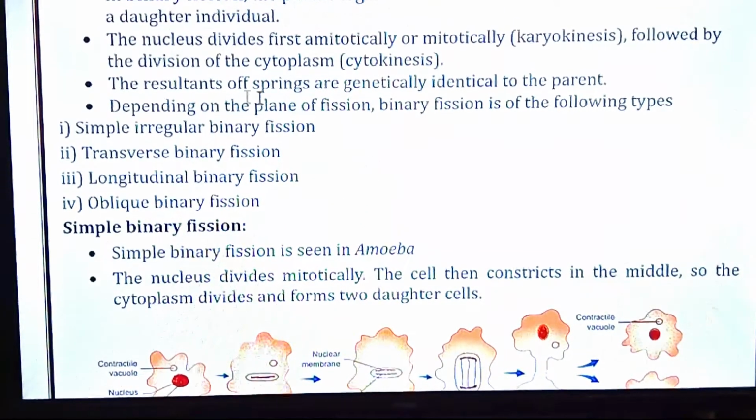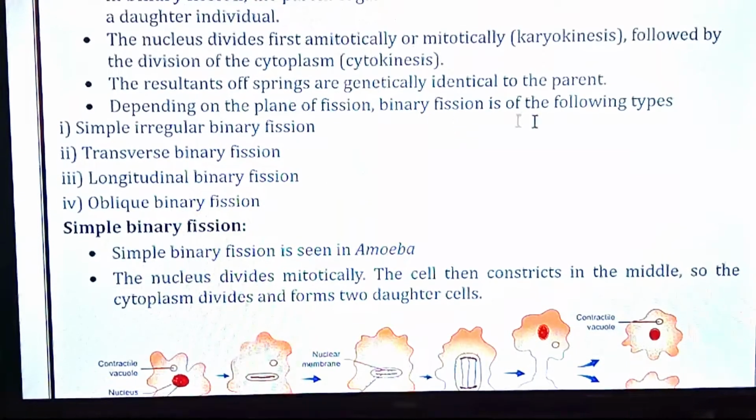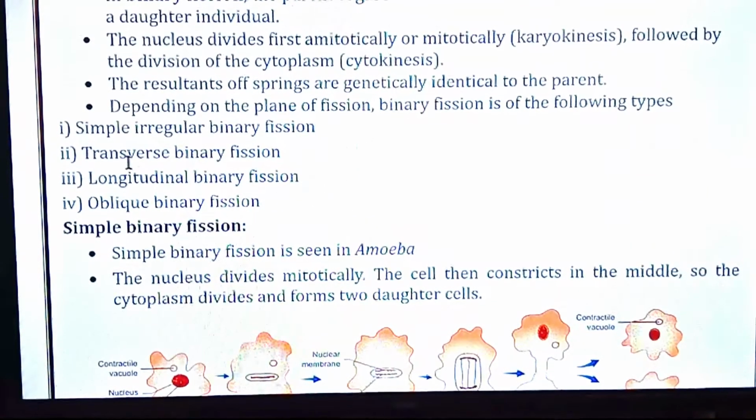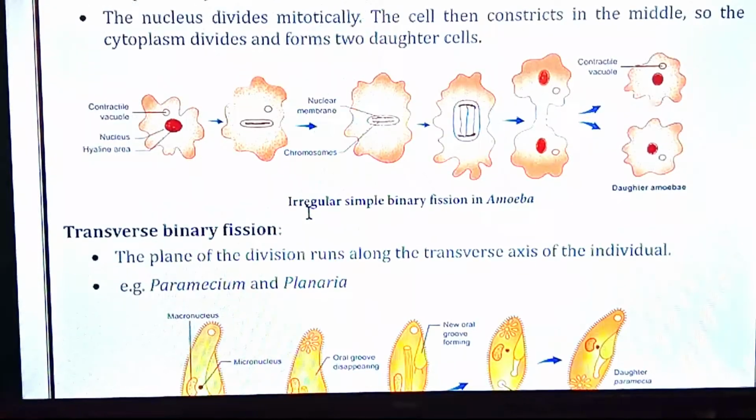Here the resulting offspring are genetically identical to the parent. The parent is also identical to the individuals, and the individuals will also be identical to each other. So all will be similar. Depending on the plane of fission, the binary fission can be classified into simple irregular binary fission, transverse binary fission, longitudinal binary fission, and oblique binary fission. Let's see the first one, that is simple irregular binary fission.